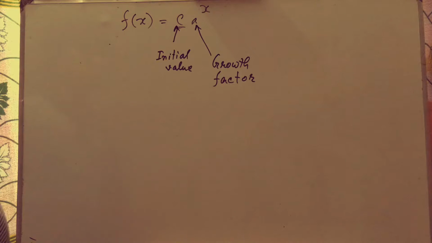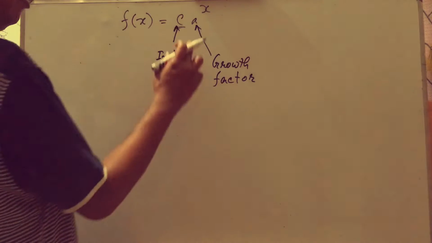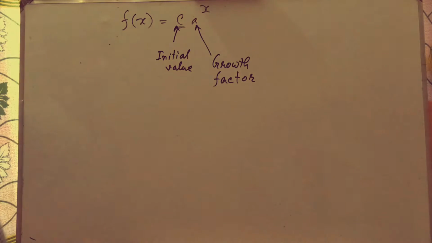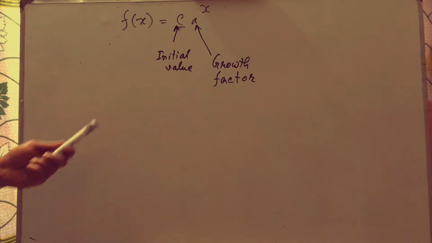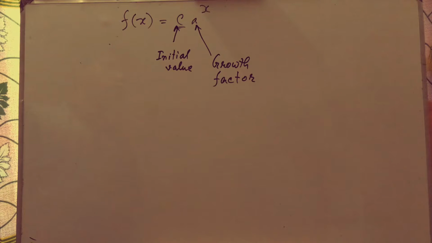Definitely this c cannot be equal to 0. We cannot make c 0, and a has to be greater than 0. a cannot be equal to 0, and a cannot be equal to 1 either, because if it is 1 then we have some other interesting outputs. Sometimes the value of a is between 0 and 1, and sometimes the value of a is more than 1. So c is the initial value and a is the growth factor, and let's check what it means and how it works.